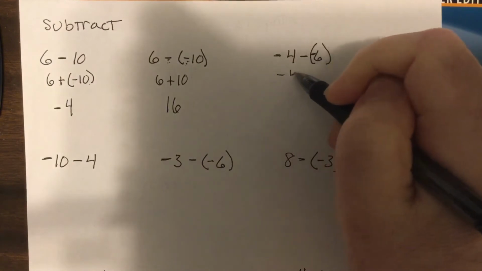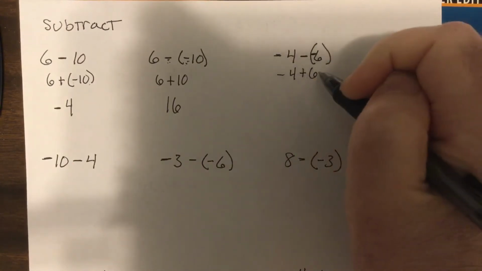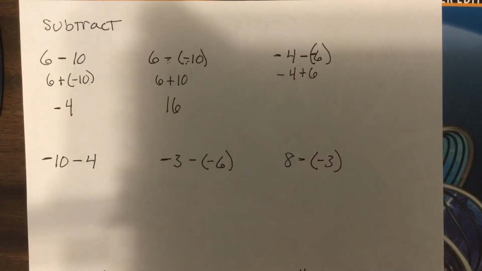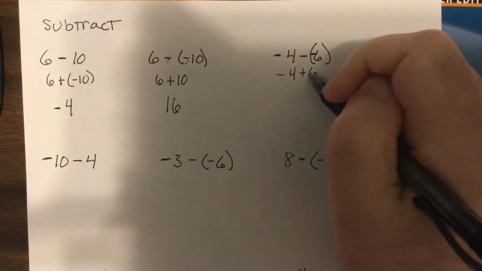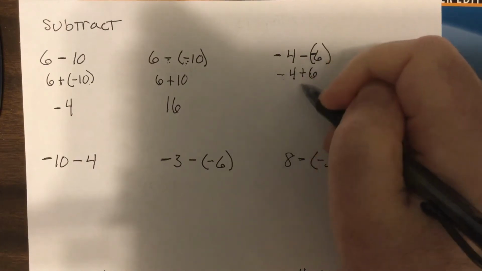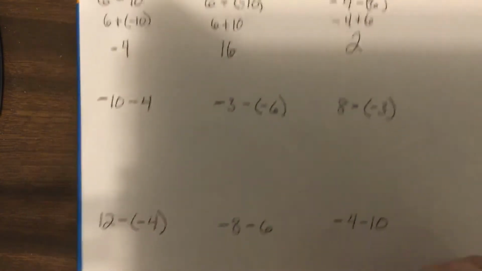So minus 4, minus a minus would be plus. So 6 is bigger than 4. So this would be a positive because 6 is bigger than 4 and 4 is negative, but 6 is positive. So this would be 2.